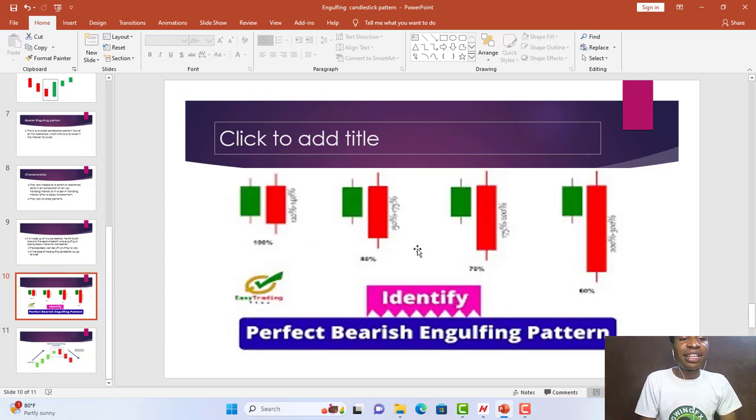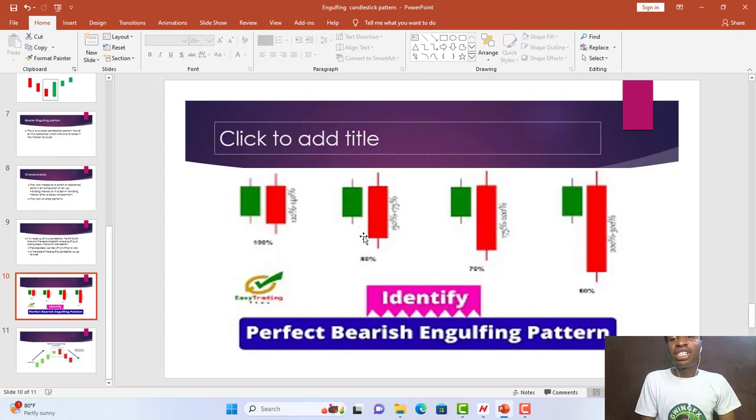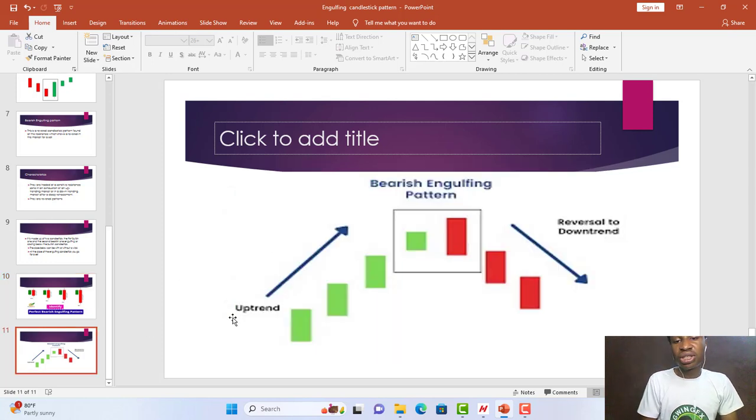So these are the different types also in the market. You can also trade it in a downtrending market, not only at the exhaustion of an uptrending market. By the time the market is making a lower high, lower low, lower high, lower low. Remember, in a downtrending market, you sell at a lower high, right? After the market has made a deep retracement, giving you this bearish engulfing, you just have to sell the market, and you always see the market heading towards your direction.